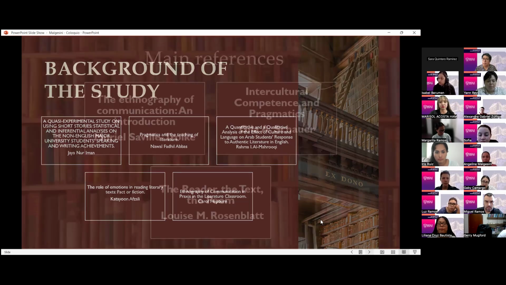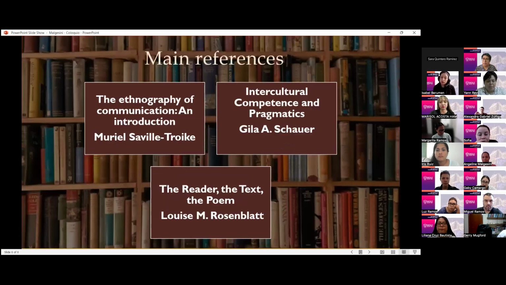And my main reference, I have The Ethnography of Communication: An Introduction by Muriel Saville-Troike, because it's easier to understand her. She basically has all the concepts that Hymes published in a much easier way to understand. And when I was doing my review of the literature, most of my concepts I took from there. And I took a lot of ideas of what I wanted to do with ethnography and literature through her book.